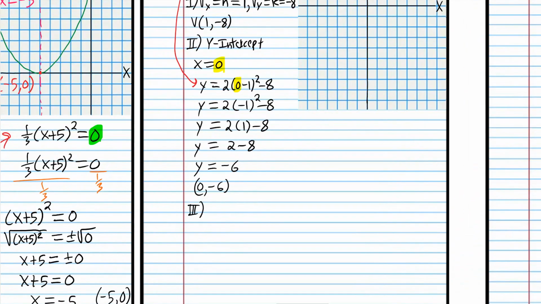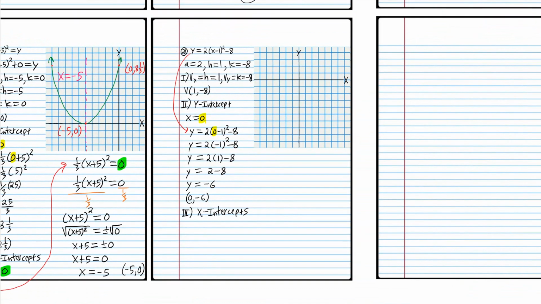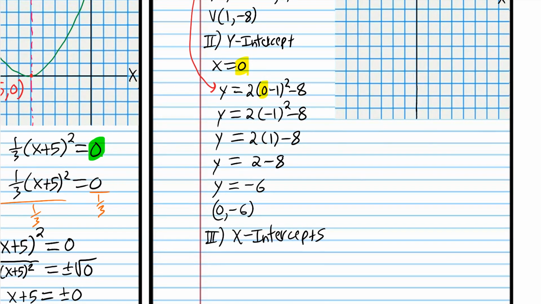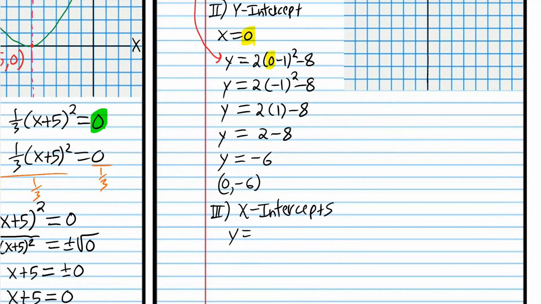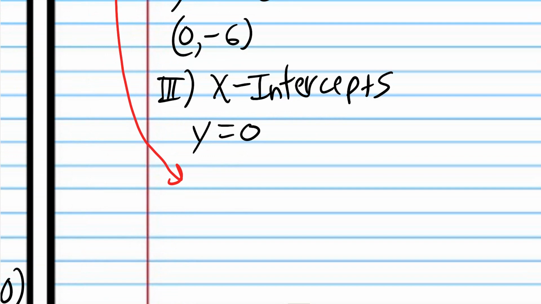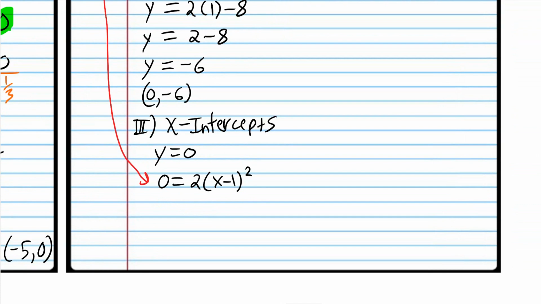Now we're going to find the x-intercepts. In the previous problem, there was only one x-intercept, but in this problem, there's going to be 2. So to find the y-intercept, we let x equal 0. To find the x-intercepts, we let y equal 0. So we're going to let y equal 0, and plug that into the original equation. So we have 0 is equal to 2 times (x minus 1) squared minus 8.